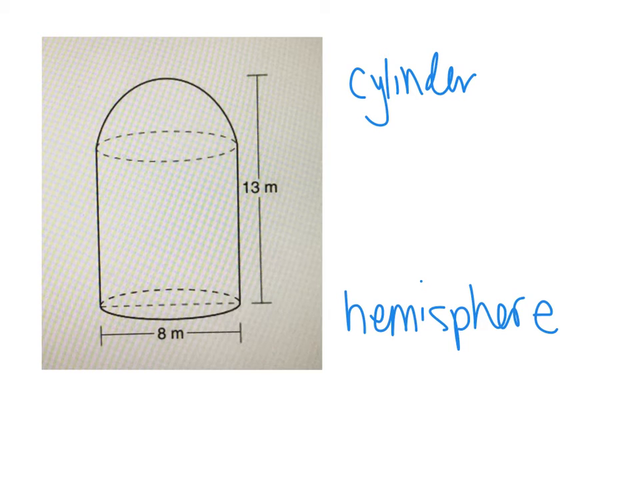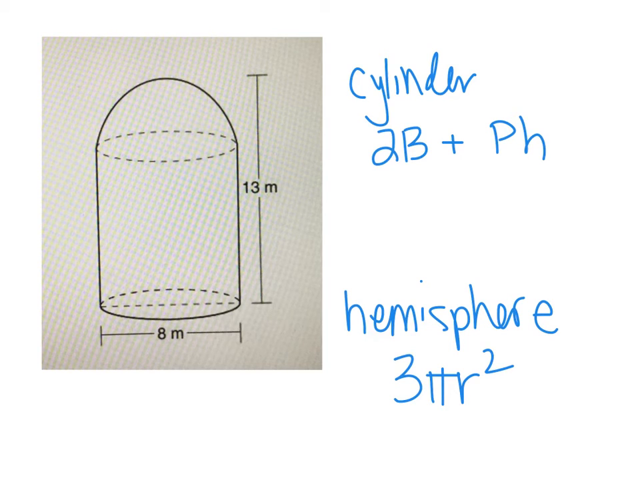A cylinder has the formula 2 pi r squared plus 2 pi r h, and the hemisphere has the formula 3 pi r squared. But once again, we can't touch all these surfaces, right? We cannot touch the top half of this cylinder, so not 2 bases, but rather 1 base will be used to calculate the surface area. And not 3 pi r squareds, but rather just the curved outside part, 2 pi r squared. This thing has a radius of 4, and that has a radius of 4 also.